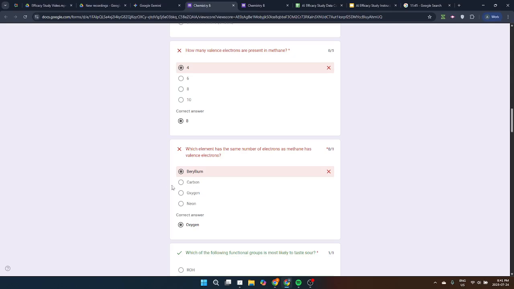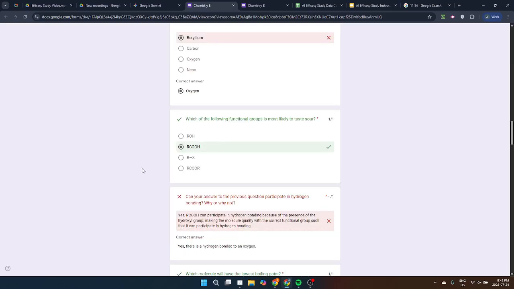I also had a misunderstanding. For some reason, I thought oxygen had 16 electrons instead of 8. So I confused the molecular weight with its atomic number. But the correct answer should be oxygen here because it's 8, and it has the same number of valence electrons as methane here.